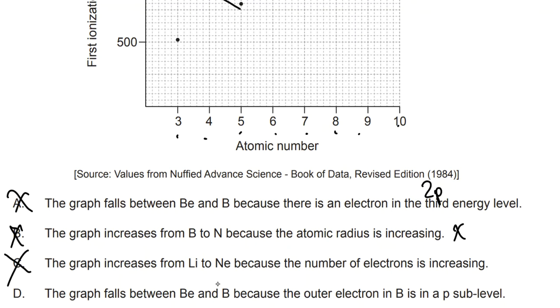The graph falls between beryllium and boron because the outer electron is in a p sublevel. P sublevels are further out than s sublevels, so the electron experiences less electron to nucleus attraction, or force keeping it together, so less energy is required to remove the electrons, so lower ionization energy. We're going to go with option D.